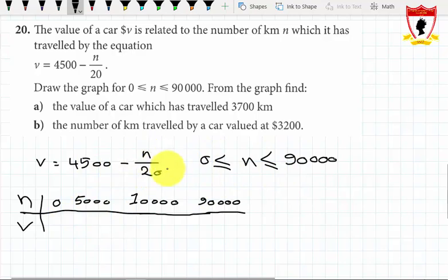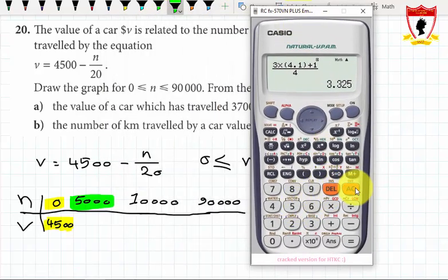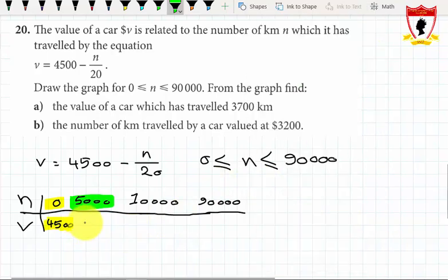Now, if we put 0 in place of n, we will have 0 over 20, which is just 0. 4,500 minus 0 is just 4,500. The first one is done. For 0, it's 4,500. Now for 5,000, we have something like this: 4,500 minus 5,000 over 20. It's equal to 4,250.